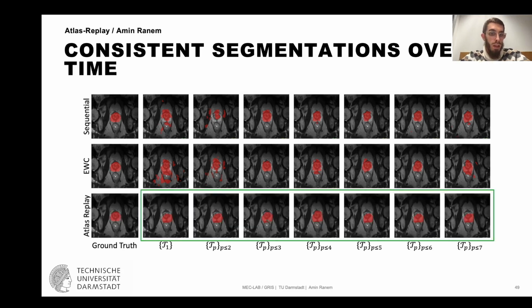For Atlas replay, since we have the prototype with the corresponding prostate segmentation, we already have structural information that can be used, and we just have to shift the voxels or pixels of the segmentation mask in such a way that they align with the actual image we want to segment. And there we see we have a way better forward transfer and, of course, a mitigated catastrophic forgetting.